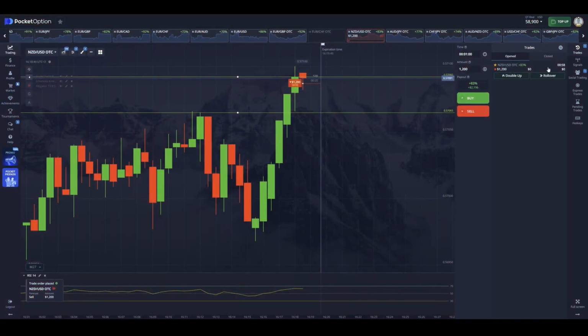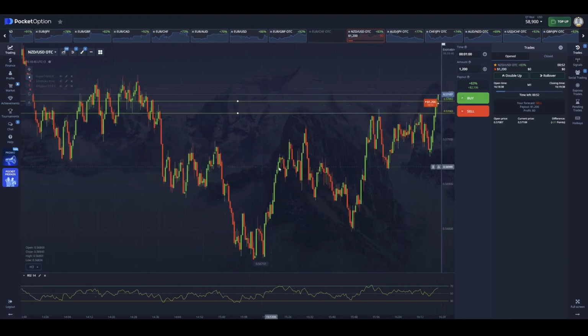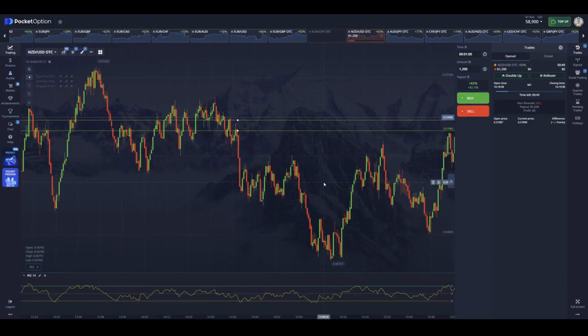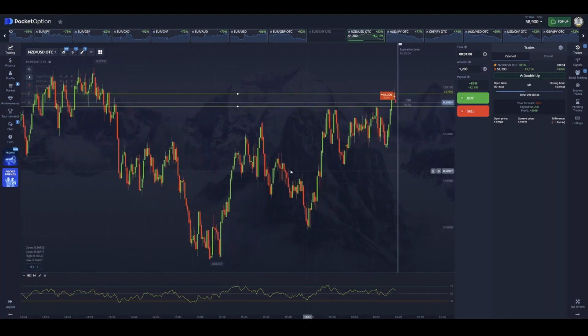Look, on the New Zealand dollar, dollar on the UTC. Yes, this strategy also works on the UTC market. We can see that the price has reached a rather interesting level. This level was located in the middle of the price range, meaning the price kept reacting to it. We can see this by the large number of touches. So, we understand that this is a fairly strong level that influences the price.